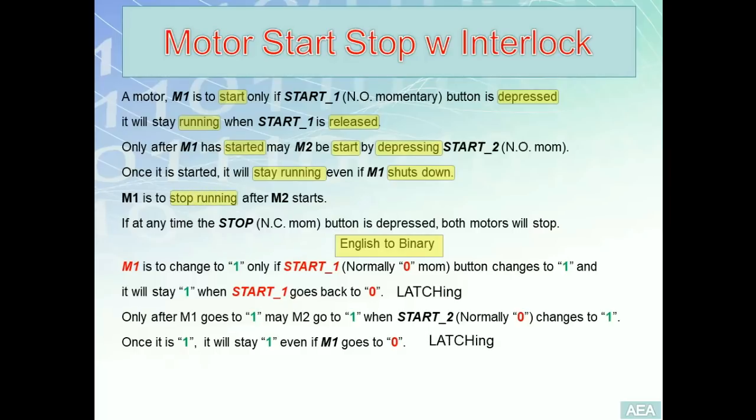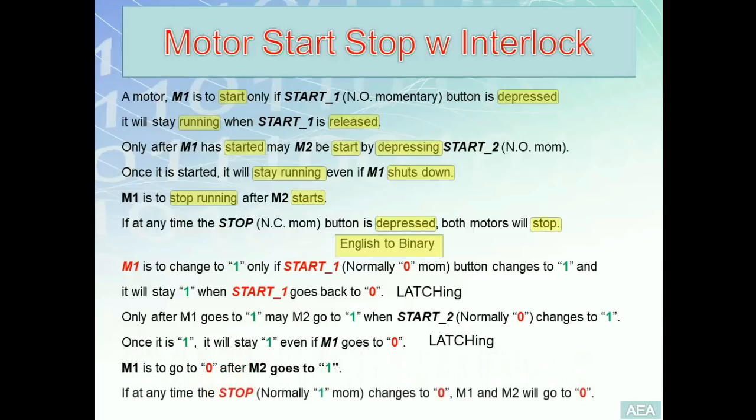M1 is to stop running after M2 starts. This translates as M1 is to go to 0 after M2 goes to 1. Finally, anytime the stop, which is a normally closed momentary switch, is pressed, both motors will stop. This translates to anytime the stop, which is normally 1, changes to 0, M1 and M2 will go to 0. This is the translation from English to binary.